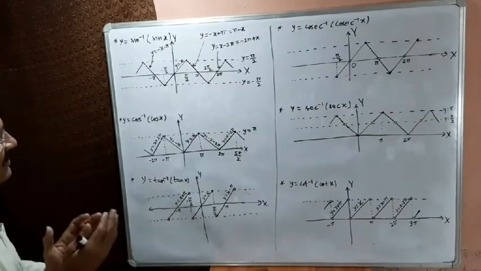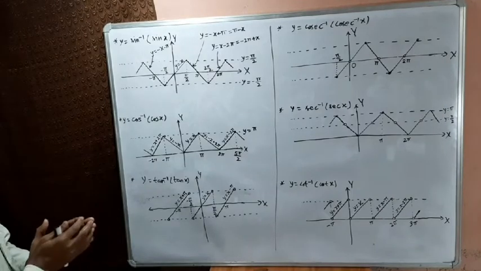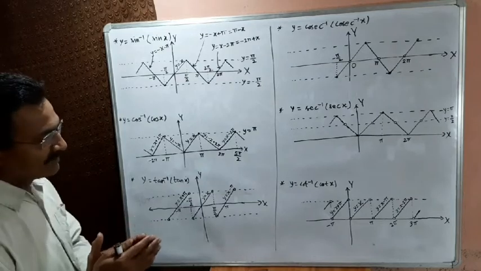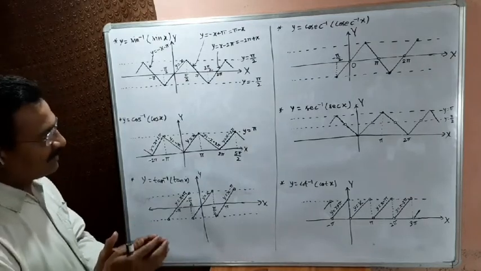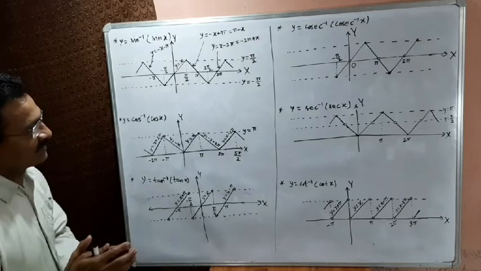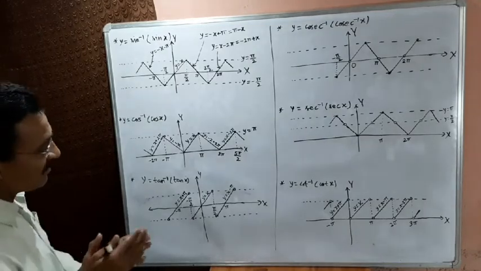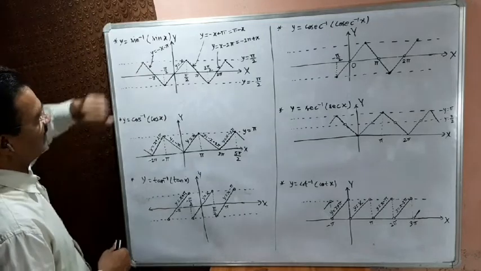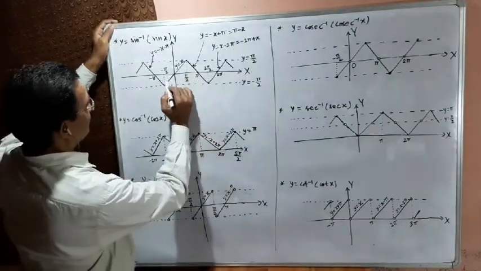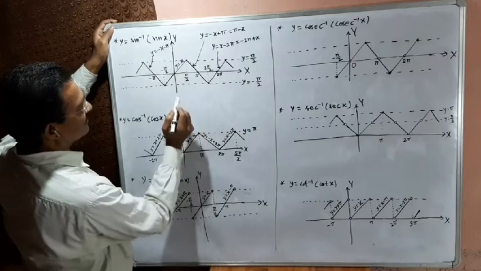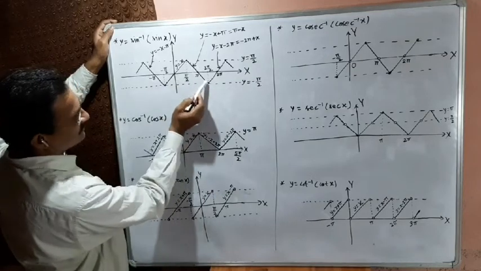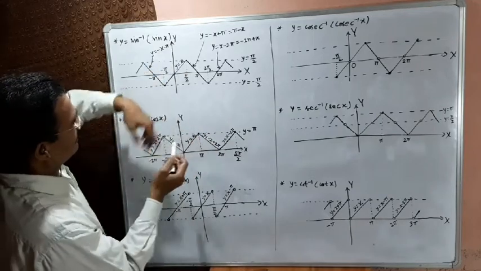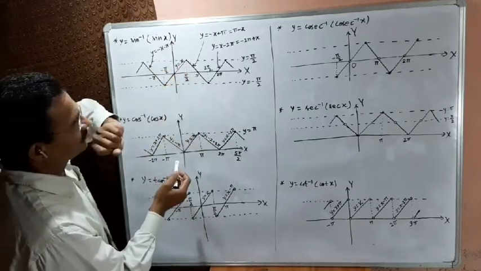If you understand the pattern of the graph, the next step is to memorize or to derive immediately the equation of the part of the graph, like in sine inverse of sine x. We have learned the equation of this branch will be y equals x. Now how to find immediately the equation of this branch?